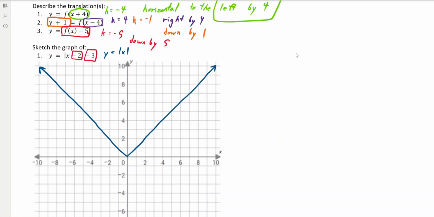So doing the same thing as we just did, we can see that it goes down by 3 and to the right by 2. So down by 3, to the right by 2. So this is the bottom part. It's actually very close to the other graph on that side, and it'll be a little bit further on this side. So again, we moved down by 3, right by 2.